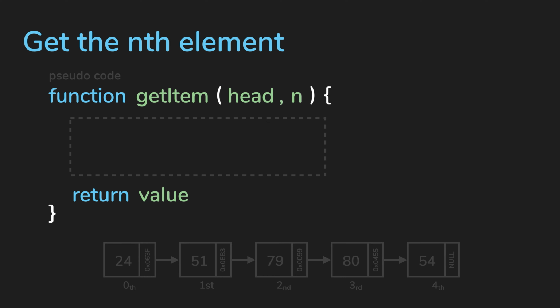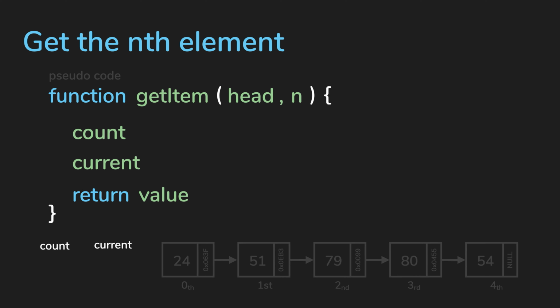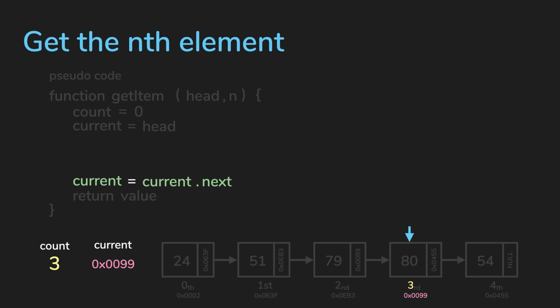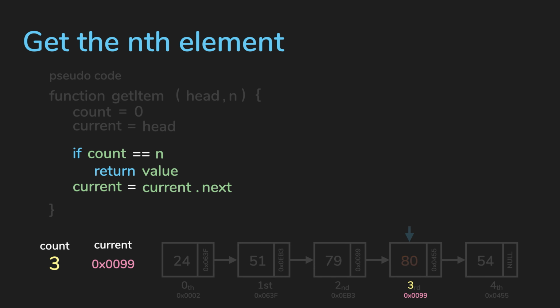We need to use some variables. Let's call them count and current. Let's initialize them by setting count to 0 and current to the head of the linked list. Current will store a node pointer that points to the node we're at. And then each time we move to the next node, we will increment the variable count. Moving to the next node is possible because we can just go to where the variable next is pointing to by assigning next to current. And finally, when we reach a situation where count is the same as the input n, then we return the value of current.